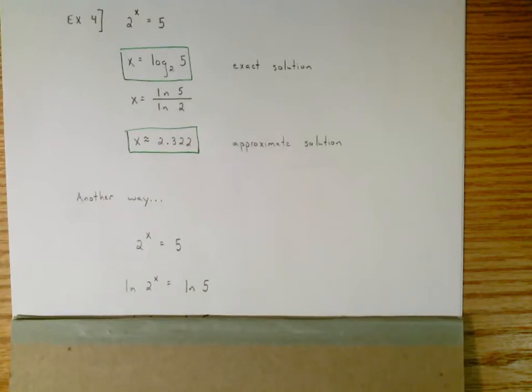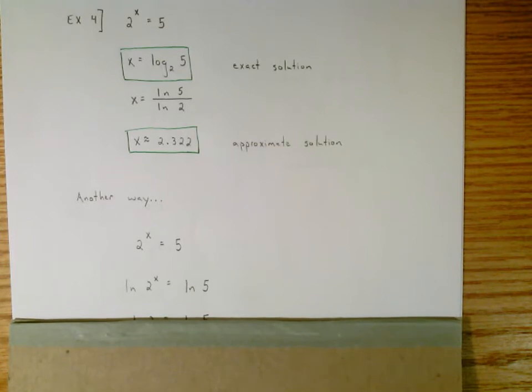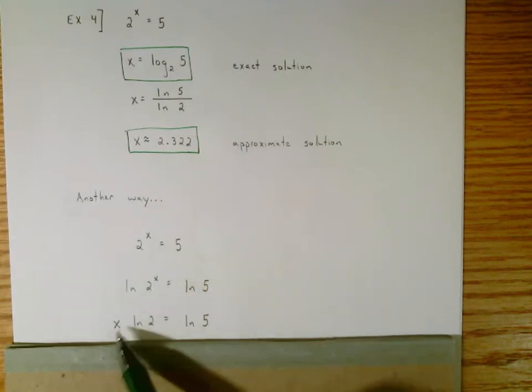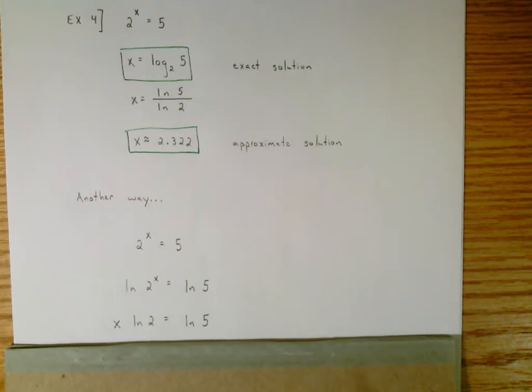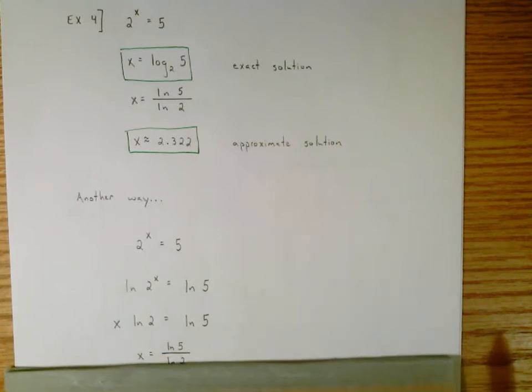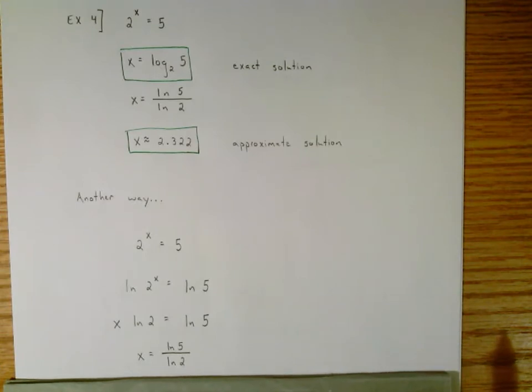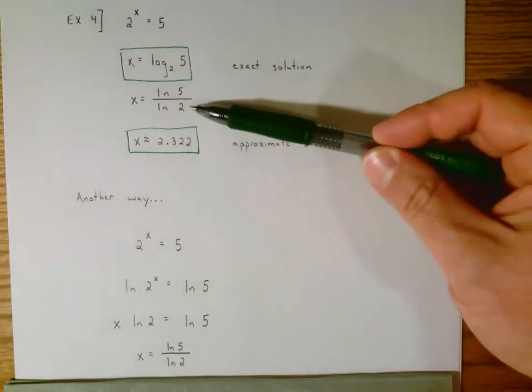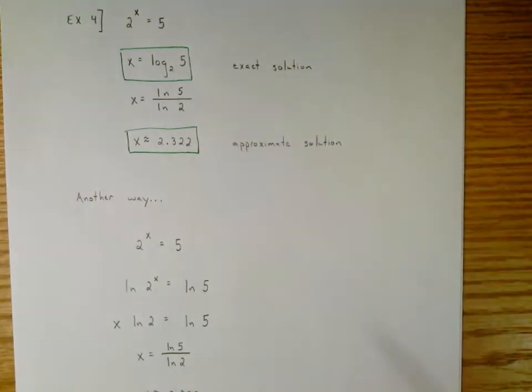So the natural logarithm of 2 to the x power is equal to the natural logarithm of 5. I'm going to rewrite the exponent on my argument as a coefficient. We've talked about how important that property is. So now x times the natural logarithm of 2 equals the natural logarithm of 5. And to solve for x, I can divide by the factor natural log of 2, telling me x equals natural log of 5 divided by the natural log of 2. We can see that solution here and here. Obviously, if I approximate here, I'm going to get the same approximation that I did above. So there's a second way to solve that equation.